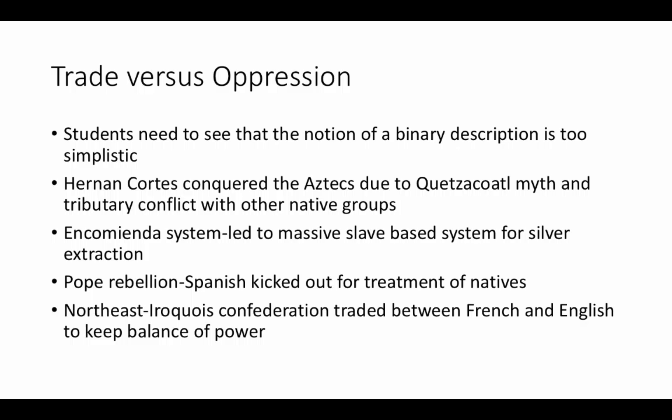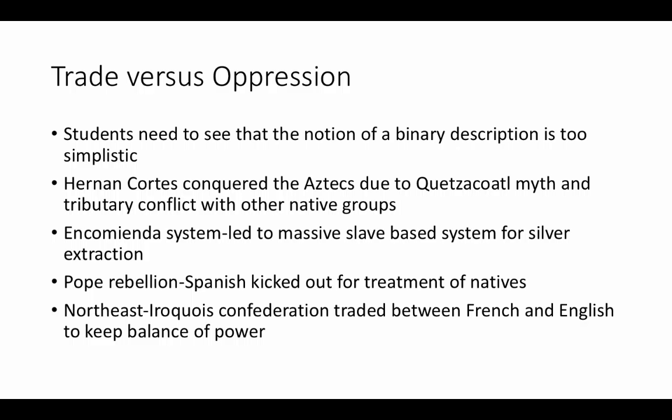Up in the Northeast, the Iroquois Confederation traded between the French and the English in order to keep a balance of power. Now, my hope is that what you can see here is a very complex relationship. We have, for example, the Aztecs losing in many ways because of their own oppression of local native groups through the tributary system. We have the Pope Rebellion, in which the Spanish are kicked out due to oppression, yet in order to come back in, they then deal with a cultural assimilation.